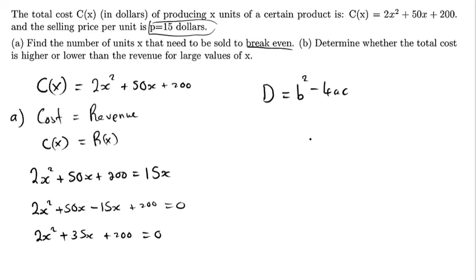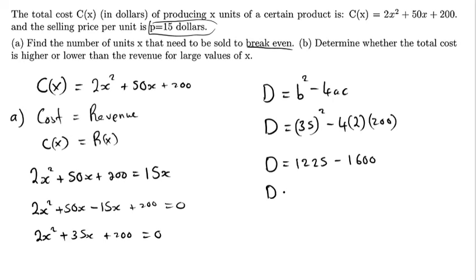So in this case, let's find the discriminant. Our b is 35, so 35 squared minus 4, our a is 2, and our c is 200. So the discriminant D will be equal to 1,225 minus 8 times 200, that will be 1,600. So our discriminant is equal to negative 375. Now, since the discriminant is less than 0, it means that the roots of the quadratic equation will be imaginary.